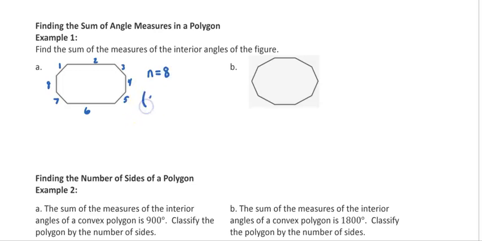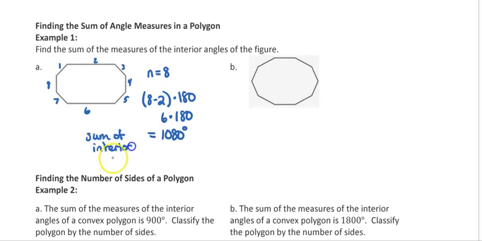So to find the sum of the interior angles, you do n minus 2 times 180, which 8 minus 2 is going to be 6. And then you're going to do 6 times 180, which if you type into a calculator is 1080 degrees. And remember, this is finding the sum of the interior angles, not a single interior angle, but the sum of interior angles.